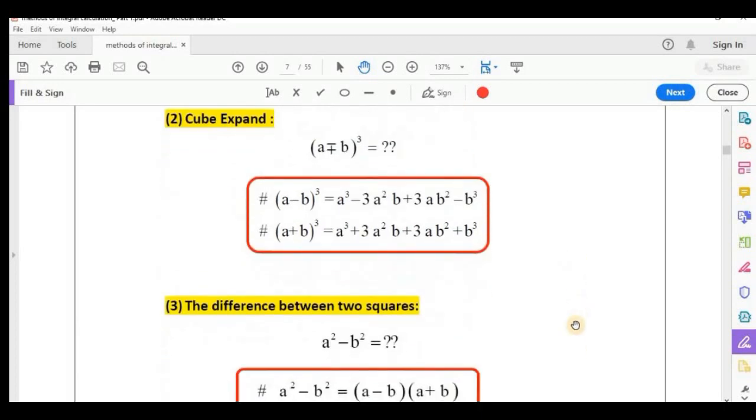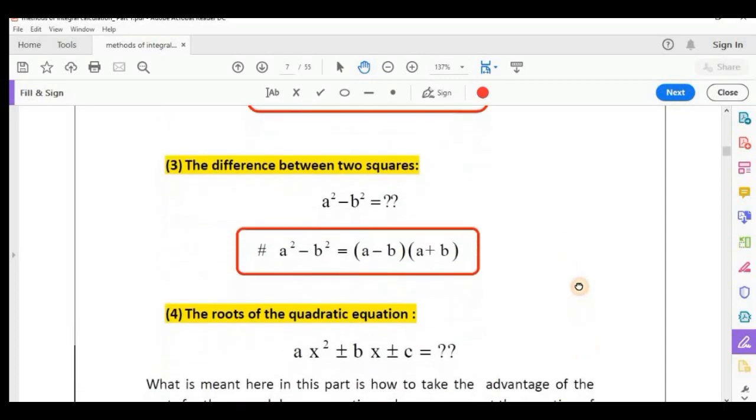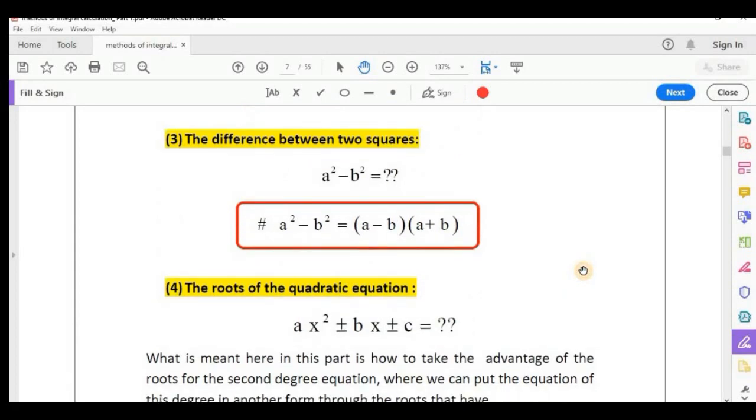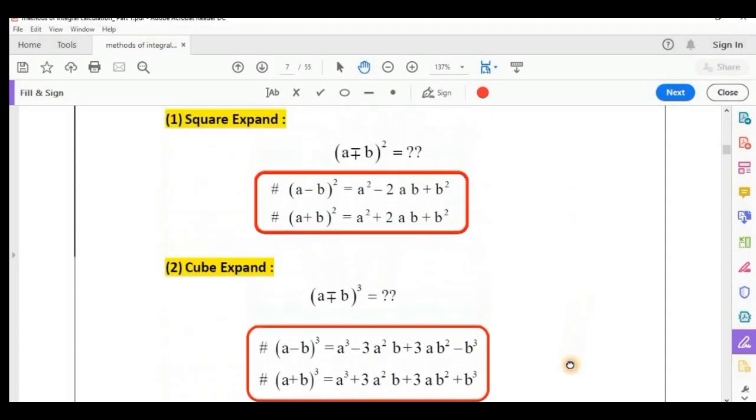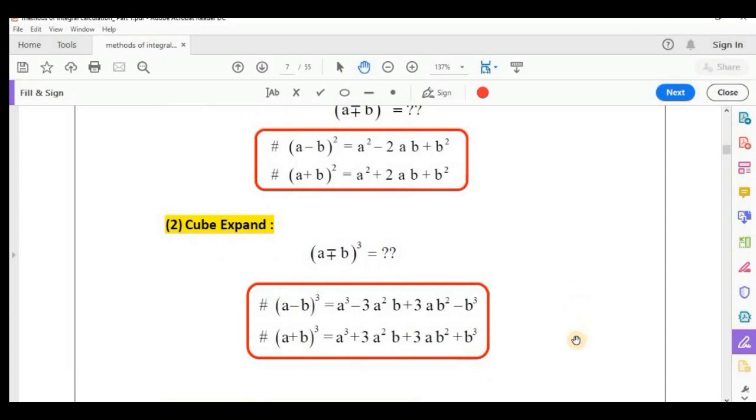We have other simplifications, the roots of a quadratic equation and long division, but I will not discuss this at the moment. We will keep it for when we need it in a certain subject. We will come back to it and explain it. For the moment, just keep in mind these three formulas that will help you a lot to solve some integrals.